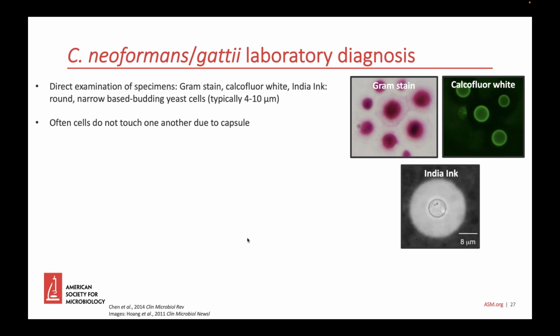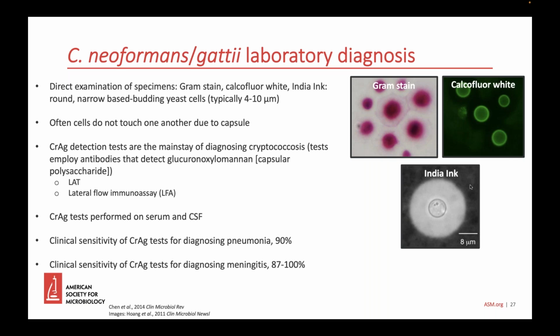What about lab diagnosis? Direct specimen examination: Gram stain, calcofluor white, India ink. Here I'm showing you an example of a Gram stain. See these nice spherical cells. Notice they're not touching one another because that capsule is pushing them apart. It's a fungus, contains chitin in the cell wall, so it will light up with calcofluor white. And this is the one that we all love to see, but we rarely do anymore, the India ink. Get a CSF specimen, flood the wet mount with India ink, and you'll see a clearing around the yeast cell due to the capsule preventing the India ink from abutting up against the yeast cell.